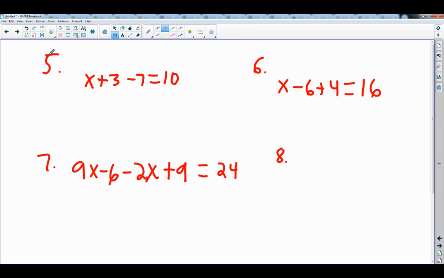And number 8, 4x plus 3 minus 1x minus 5 equals 16. Okay, so those are your 4 to do. I don't care which method you use. Make sure you show your work.